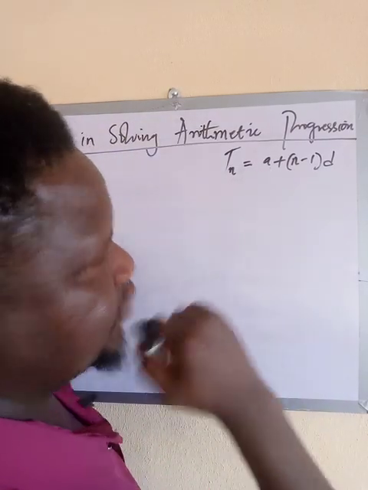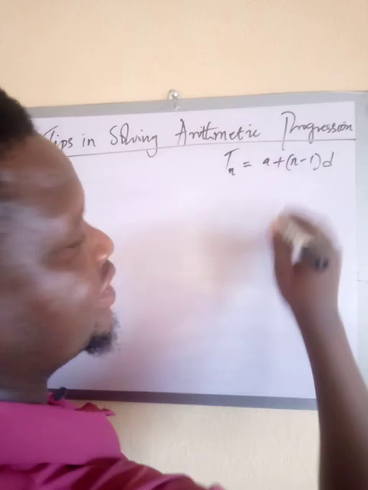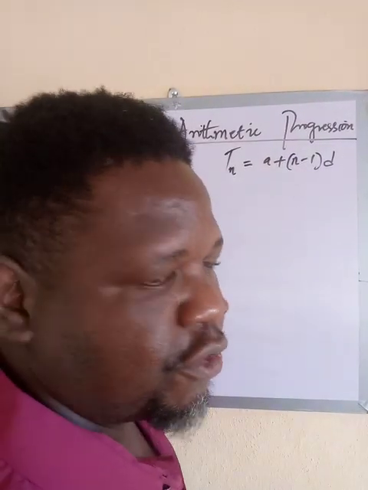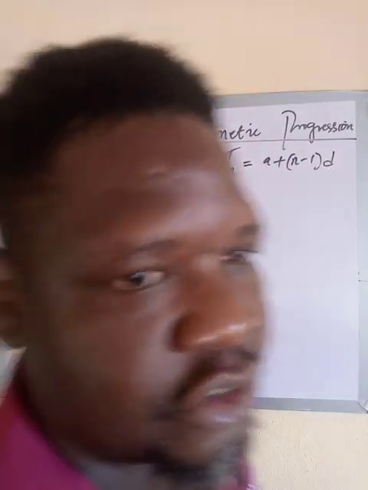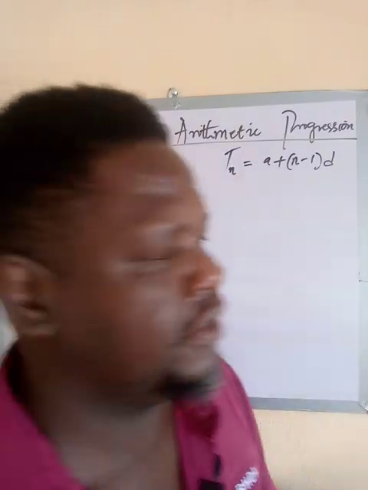What is a? A is given as the first term. N is given as the number of terms we are looking for. And d is called the common difference. I want us to understand this a, n, and d.